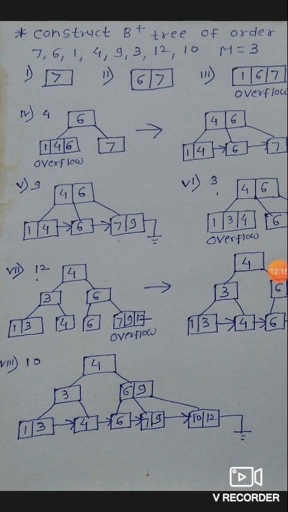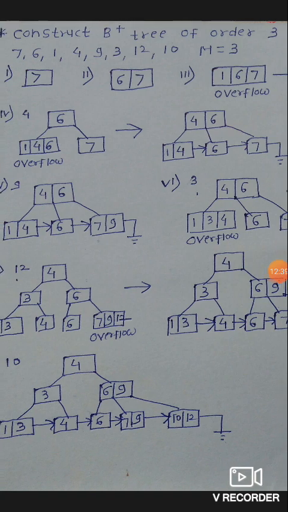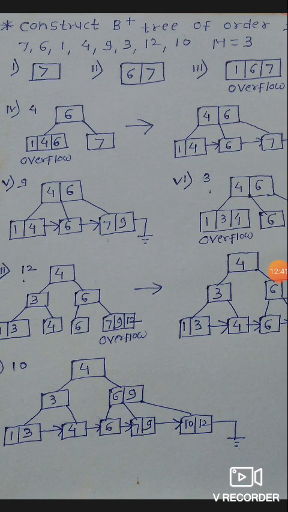Again there is overflow, therefore we pick up this central node which is 4 and shift it to its upper node, so it becomes 4 6. Now left of 4 it becomes 1 comma 4, right of 4 it becomes 6 and right of 6 it becomes 7. Once again I repeat, 1 4 6.